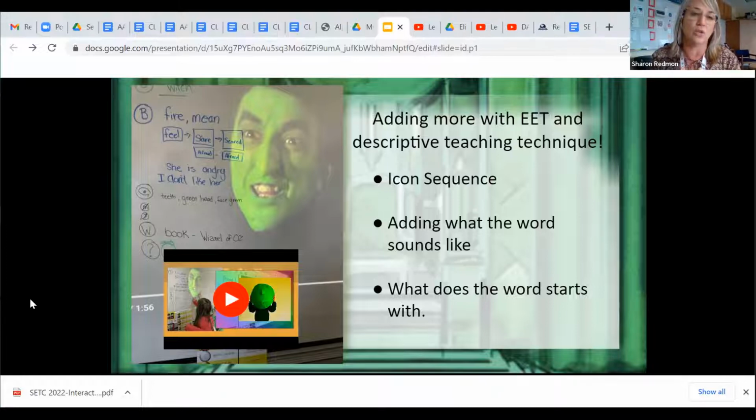What else could you do? Well, we could say, what does the word sound like? Right? What does it start with? What does the word start with? It starts with a W. Or I could go to my page that has my letter sounds and I could say, "Wah." It starts with a "wah" sound.